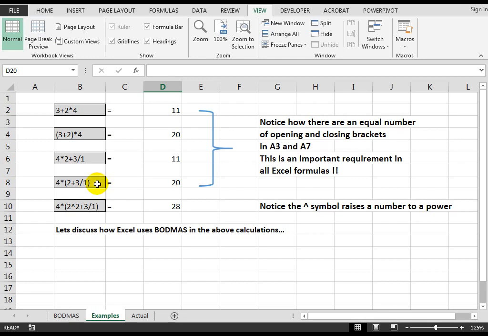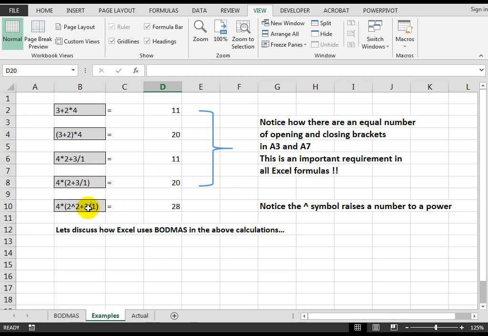Let's put brackets around the 2 plus 3 divided by 1, I'm sorry. So it looks for brackets first, and it says, I've got to do something within these brackets. 2 plus 3 divided by 1, which is 5. Multiply that answer by 4, and the answer overall is 20.